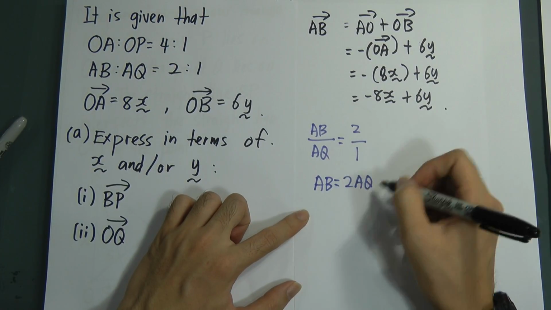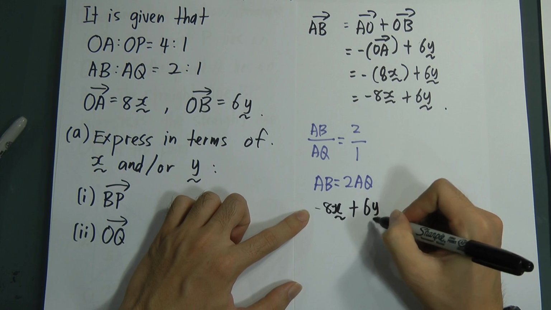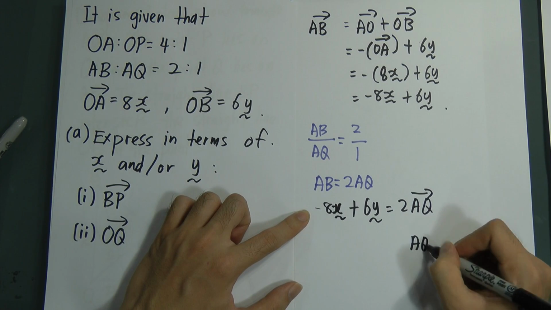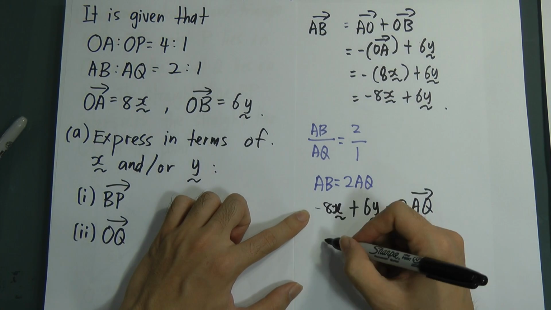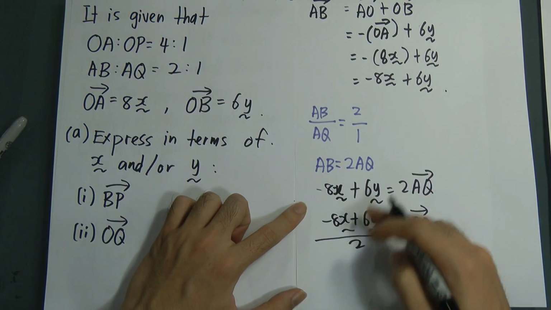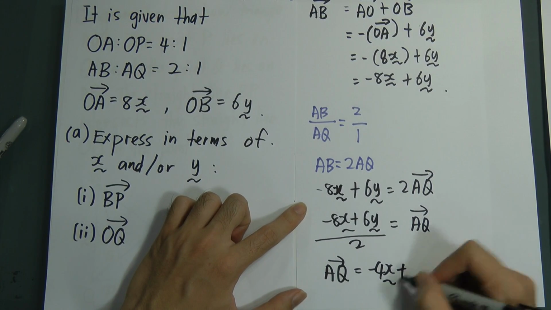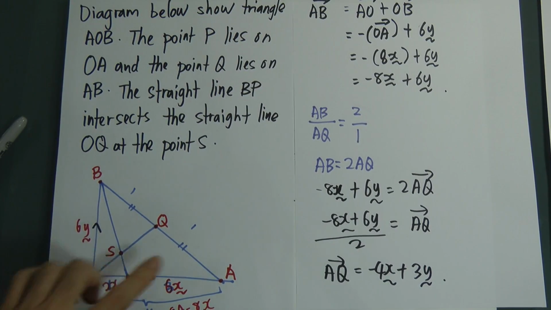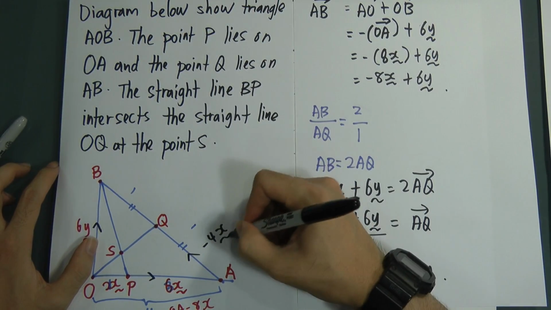So what is AB over here? AB is negative XX plus 6y, which equals 2AQ. So AQ will equal, moving the 2 to the other side, negative XX plus 6y divided by 2. That means divide both by 2. So AQ will equal negative 4x plus 3y. Got it? So this is AQ with its direction, negative 4x plus 3y.